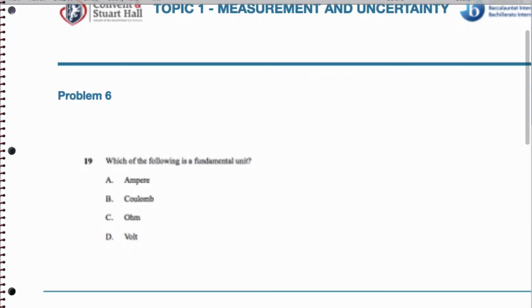Which of the following is the fundamental unit? It is an ampere. Please memorize those.